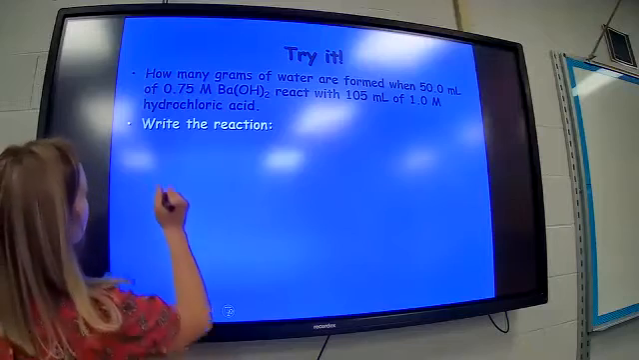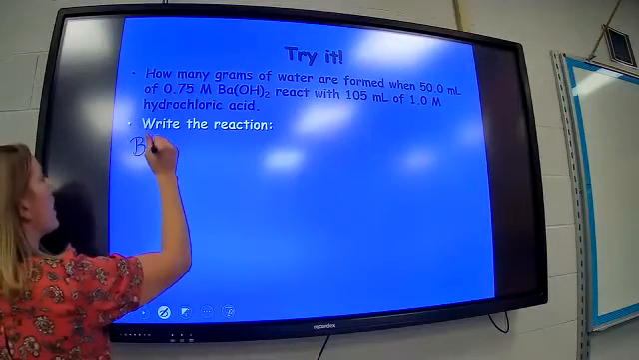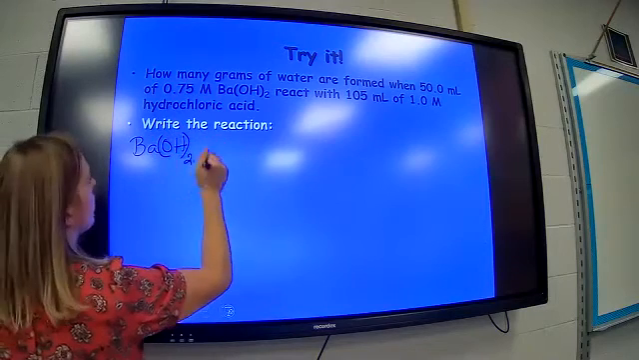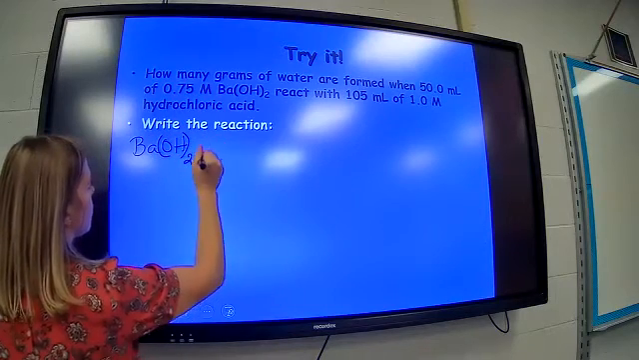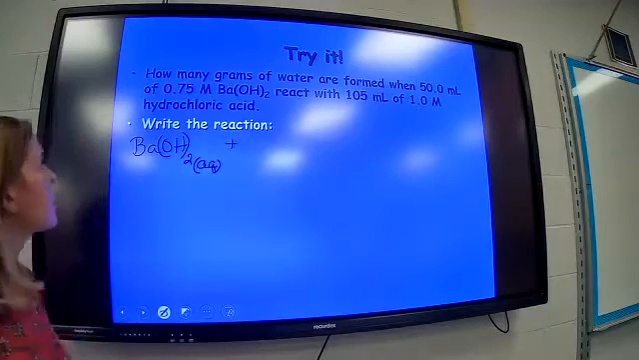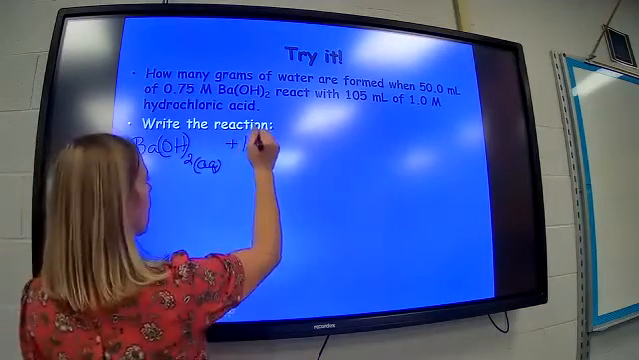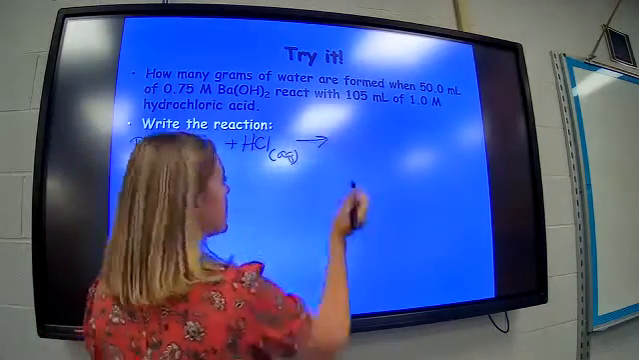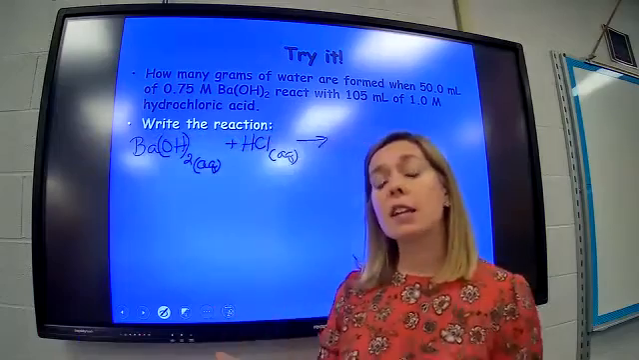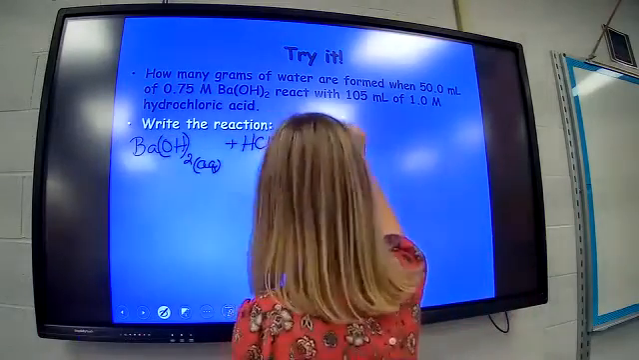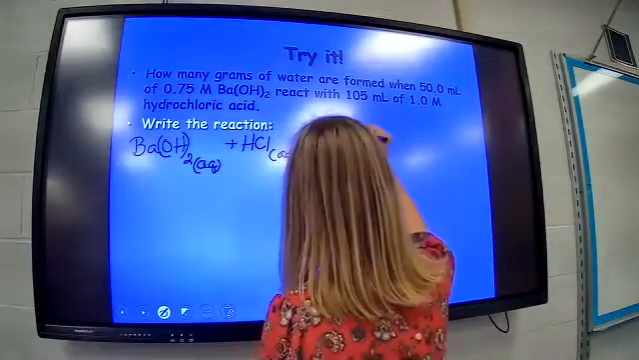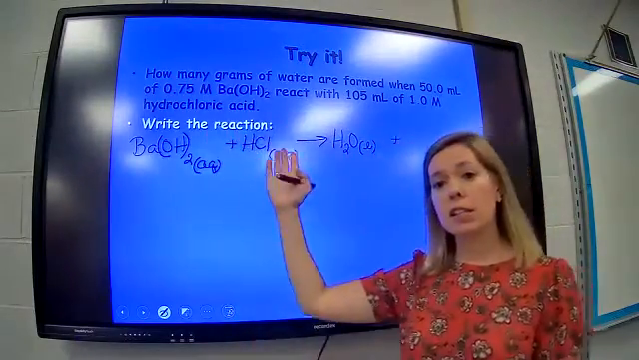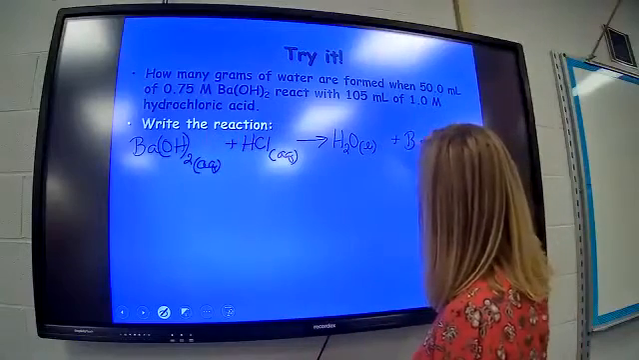So we have barium hydroxide. That is another strong base, and that would be an aqueous solution. That is reacting with hydrochloric acid, HCl. That would also be an aqueous solution. All right, since again we have an acid and a base, we are doing a neutralization reaction. So we are making water and an ionic salt. Our ionic salt in this case is going to be barium chloride.